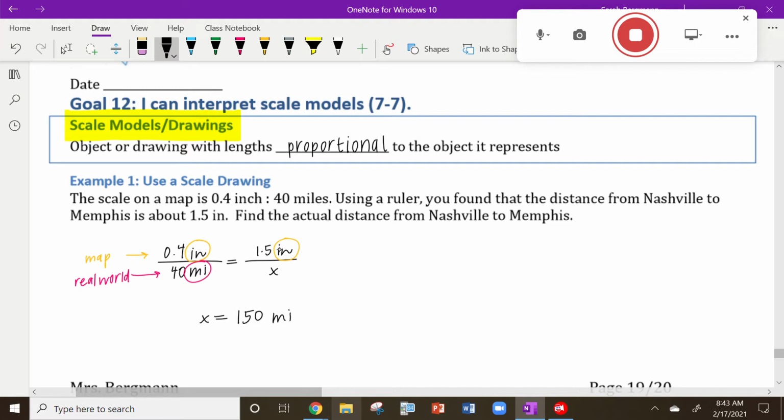Miles times inches, when I go across, gives me miles times inches. We can't multiply those together. However, then when we divide out the inches, we're left with only miles. That's another way to make sure you have the units correct. And let's just make sure we answer this fully since this was a word problem. The distance from Nashville to Memphis is 150 miles.